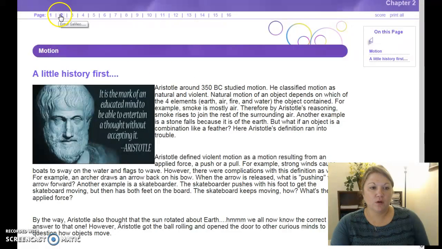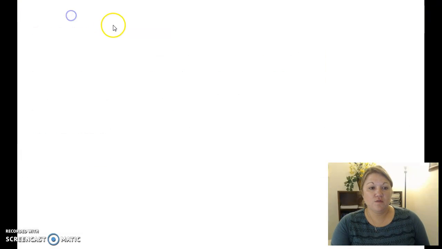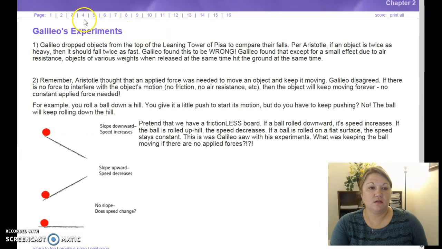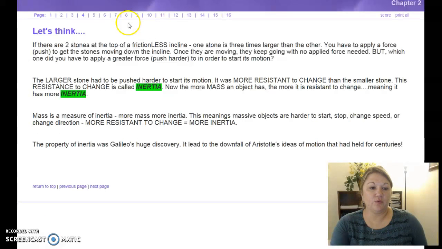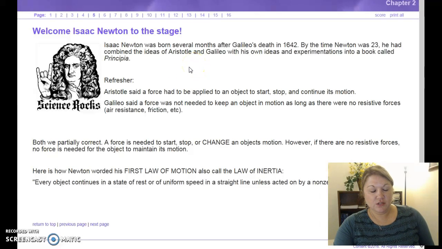And then we're going to move forward in time to the ideas of Galileo and how he challenged all of Aristotle's ideas. Okay, so you can read about that. And then we're going to move into one that someone you probably really know. Sir Isaac Newton, right? He took all of Aristotle's work, Galileo's work, added to it, built on it, experimented with it, and came up with 3 laws of motion.